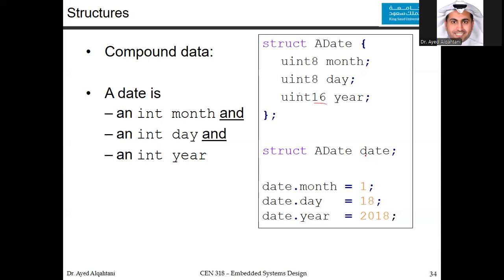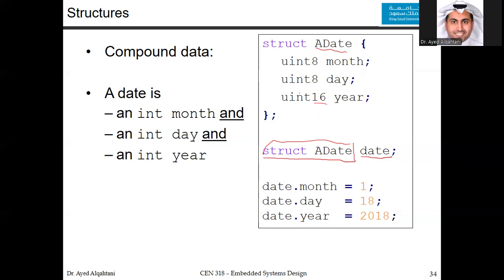Now, to define a variable, let's say the variable is date or X or Y or Z, you define it this way with the type that is composed of two words, struct followed by the name of the type. Struct date, and then you say date, and now you can assign the value using the object-oriented programming method. Date dot month is equal to 1, date dot day is equal to 18, and date dot year is equal to 2018, for example. This is to do the structure.